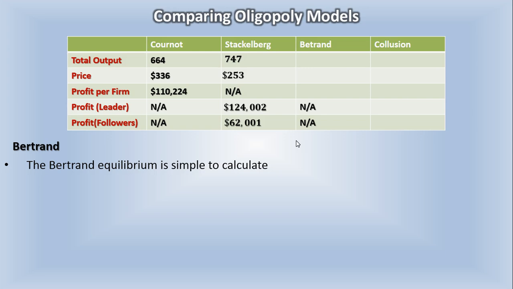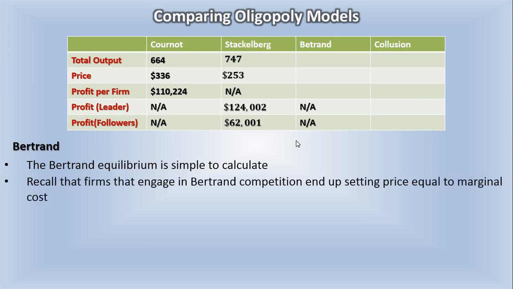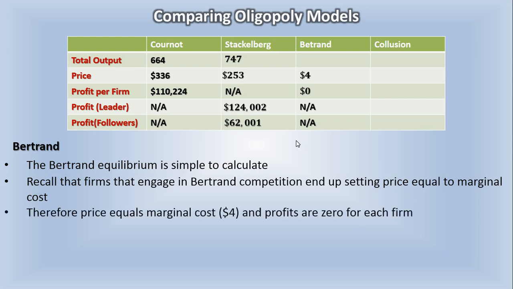All right, the Bertrand equilibrium is simple to calculate, right? It's the perfectly competitive outcome. So recall that firms engage in Bertrand competition and end up setting price equal to marginal cost. Therefore, price equals marginal cost, which is equal to $4, and profits are 0 for each firm.